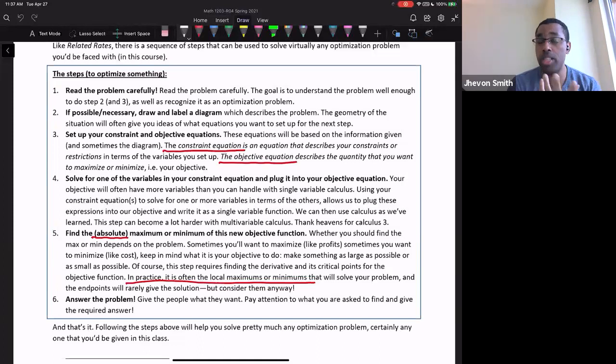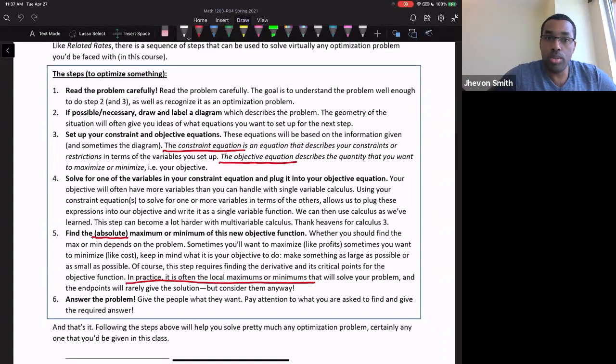We then need to set up the objective equation. Now, the objective equation is the thing you want to optimize. That is the thing you want to make as large as possible or as small as possible within these constraints. Okay, so you need to describe that quantity with an equation. And normally, the diagram is going to help you with setting up both of these. So that's why a diagram could be important.